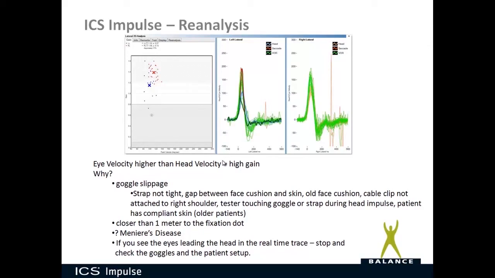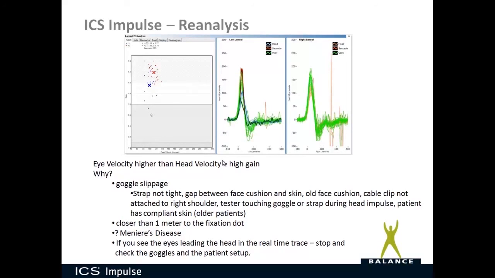First thing is, was that patient closer than a meter to the fixation dot? We say you need to be a meter away because you don't want convergence of the eye. So you want to make sure that you're positioned appropriately. If you're too close, you will get convergence and therefore the gain will be higher. The next thing is, was this really a Meniere's patient? Do we think this is similar to the data that's been reported?